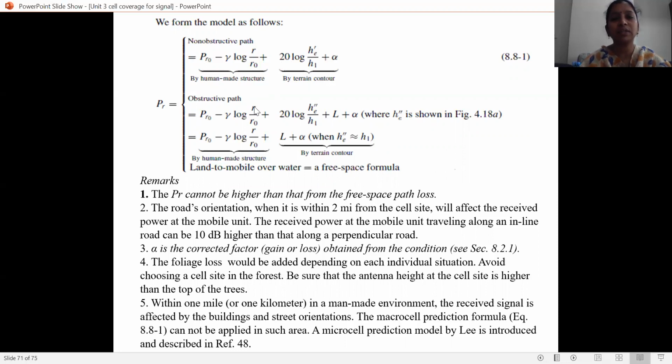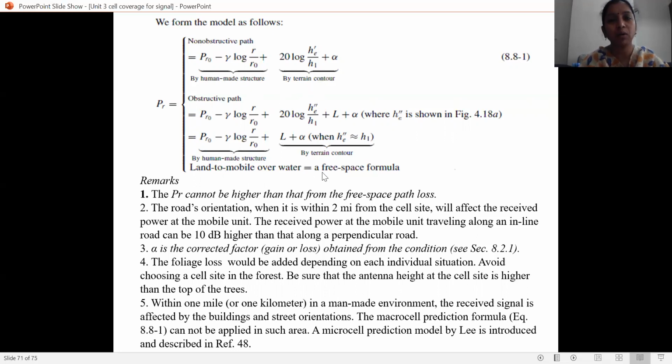The second one, the obstructive path, is PR0 minus gamma, same 20 log, plus L, where capital L is the diffraction loss. Next, for the obstructive path, HE double dash is shown in the figure, which we will see. So this is by human-made structure and by terrain contour, and here the diffraction loss is added. When HE double dash is equal to H1, this term becomes 0 and is eliminated. When both are the same, the effective antenna height is equal to the normal antenna height. This term is removed and this is the formula for the terrain contour.